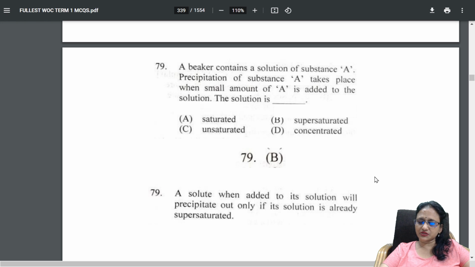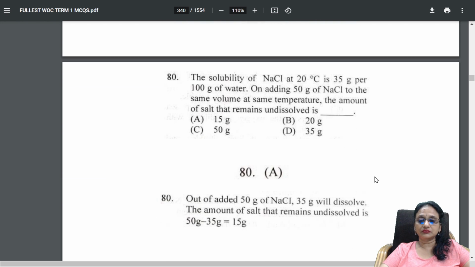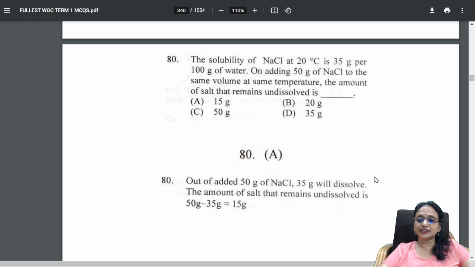It will also give you a concept-based question like this. Numerical based on the dissolution.